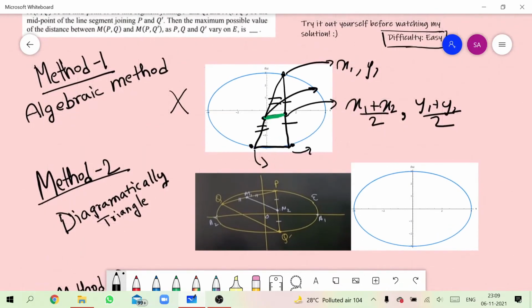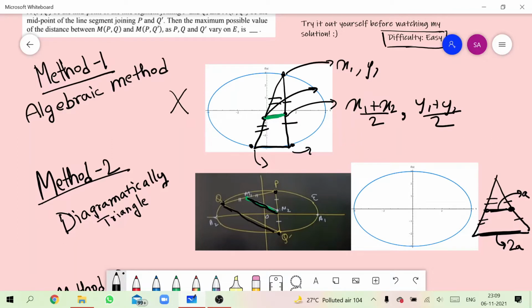Method 2 would be to simply represent the 3 points on a diagram. We can see that we need this distance to be maximized. In class 10, we learned a theorem where it says that if these are the midpoints, then if this is 2a, then this will be a. This will be half the length of the base. Here we can apply a similar analogy where we can see that if we need m1, m2, we can simply maximize QQ dash because it is dependent on QQ dash.